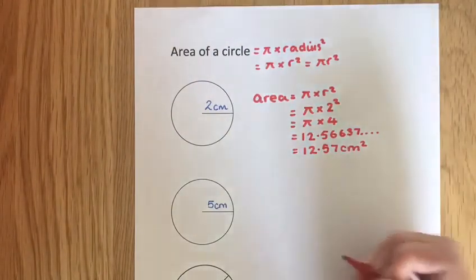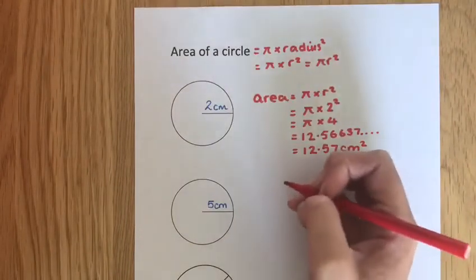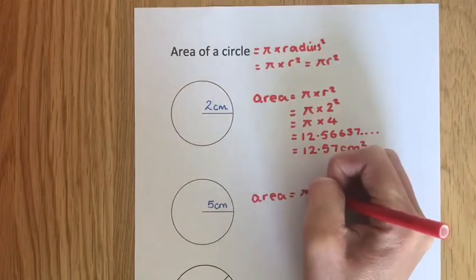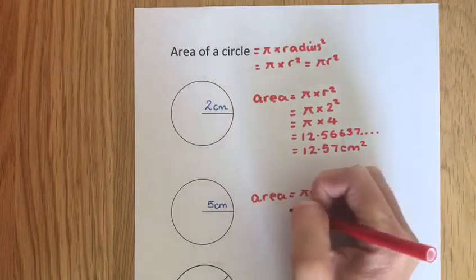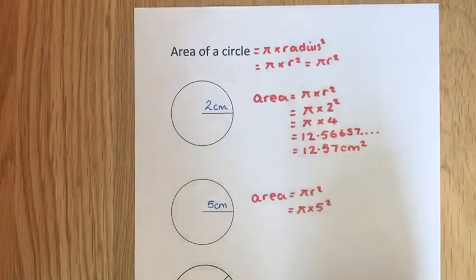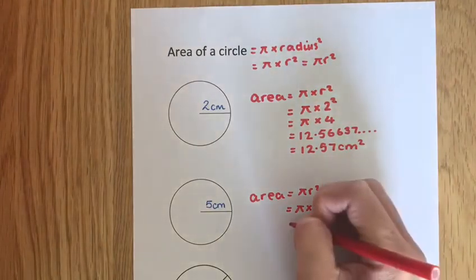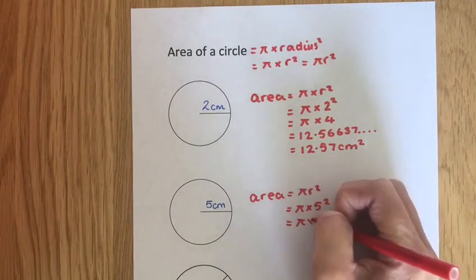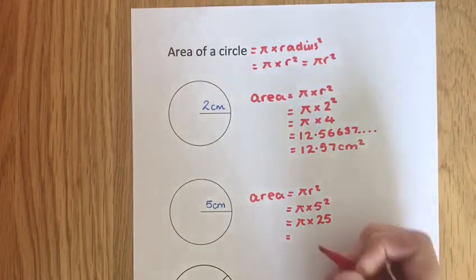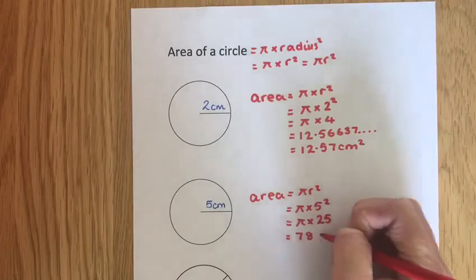Looking at a second example, again, I have a radius. So I'm going to do my area is pi r squared. This time my radius is 5. So that's pi multiplied by 5 squared. 5 squared is 25. So when I tap that into my calculator, my answer is 70.